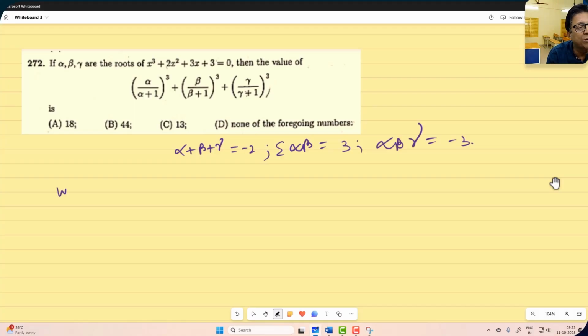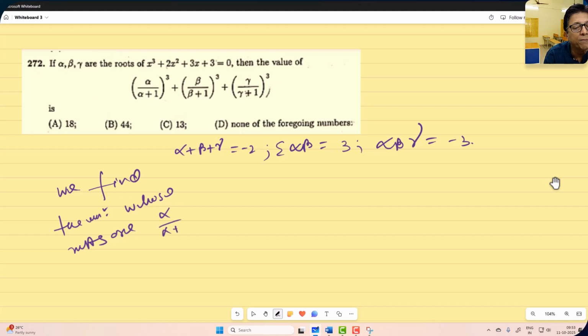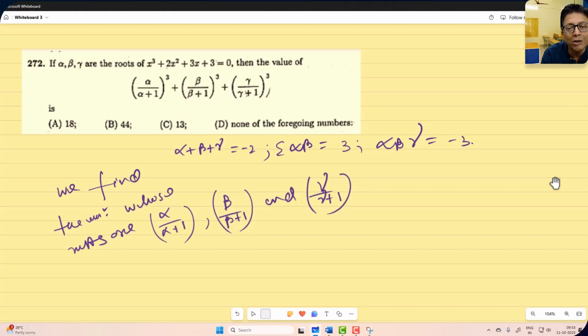Frame the equation. We find the equation whose roots are alpha by alpha plus 1, beta by beta plus 1, and gamma by gamma plus 1. So for this, let us make the substitution. Let y equal to alpha by alpha plus 1. Find alpha from here.